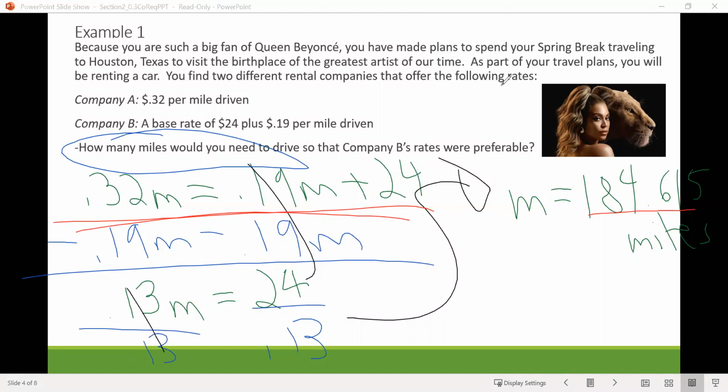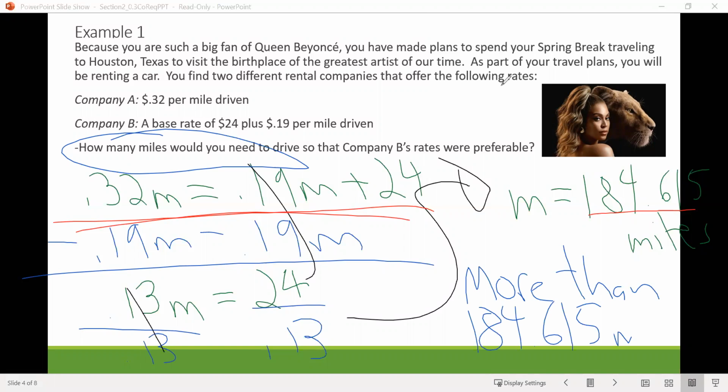So the answer to how many miles we need to drive so that Company B's rates are preferable would be more than 184.615 miles, right? Okay, that's our answer for that one.